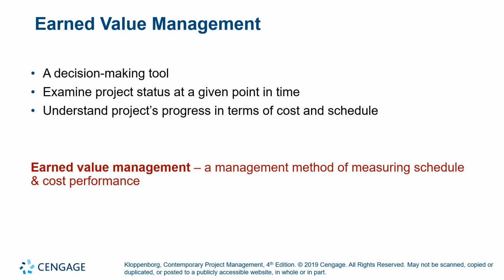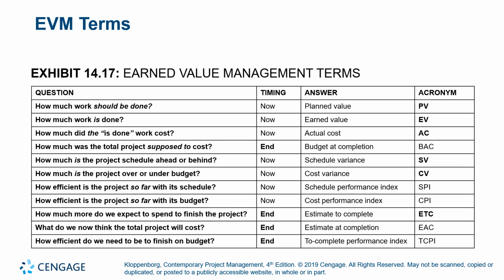Some of the current values when you're dealing with earned value management are: how much work should be done, how much work is done, how much did the done work cost, and how much was the project supposed to cost. And it uses all those answers to those questions. And here are just some of the terms, and these are some of the questions that you want to ask based off of earned value management. I'm not going to go through all of them, but know that these are the questions that you typically want to answer based off of earned value.